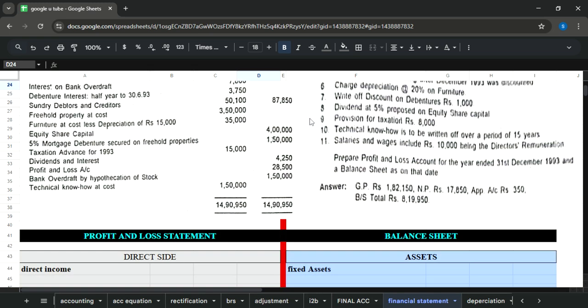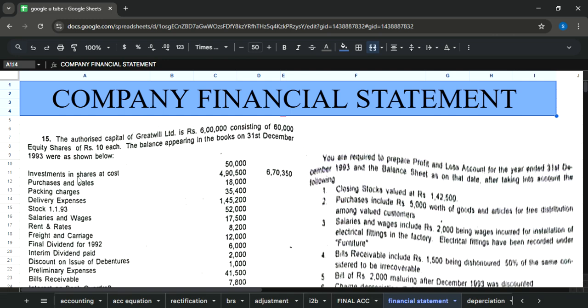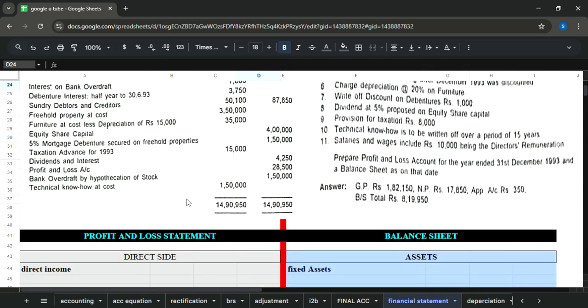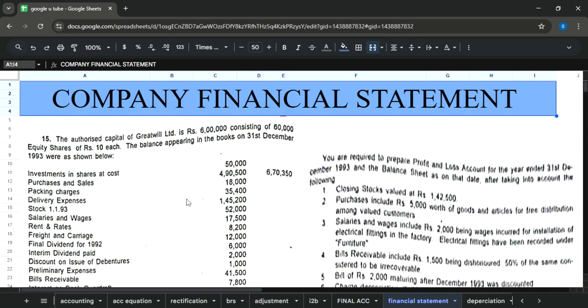Why am I asking you to spare some time? Because you can see the length of this question. This whole side is only the trial balance. It is not even visible on one screen. You can see how much bigger this trial balance is. So from a learning point of view, it is so important.